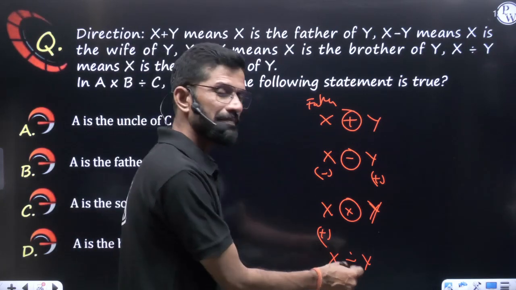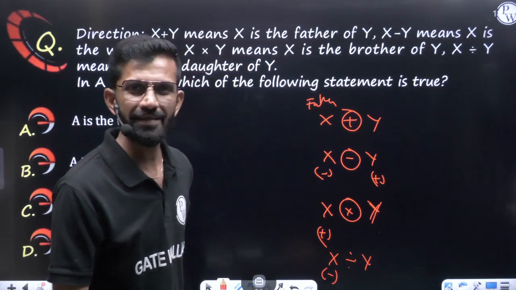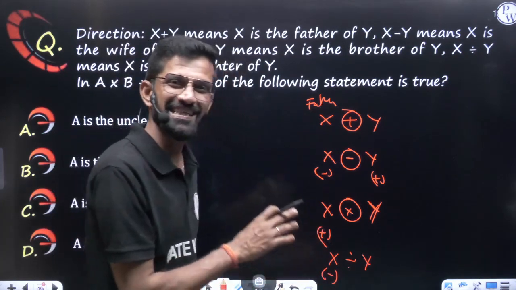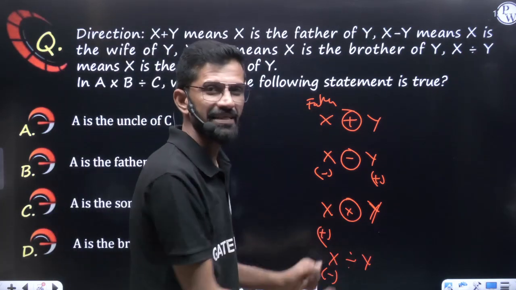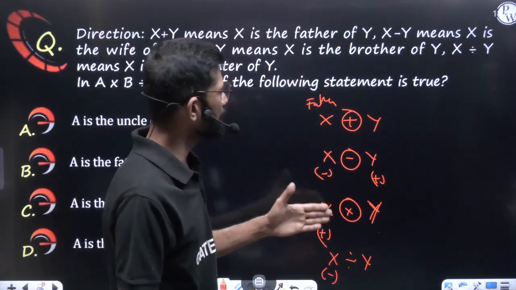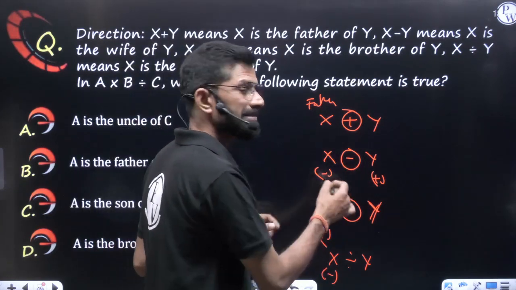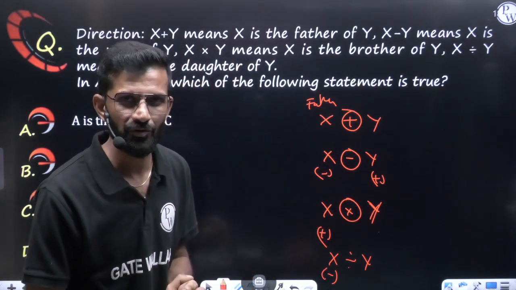So y can be positive, negative, anything. Because here wife can be mother, father, anything. We only know x is the daughter. Means again right side the gender is not clear, left side gender is clear. So maximum cases you will find the right side gender is not clear, left side it is clear, except this case. In this case both the side gender is very clear to us.